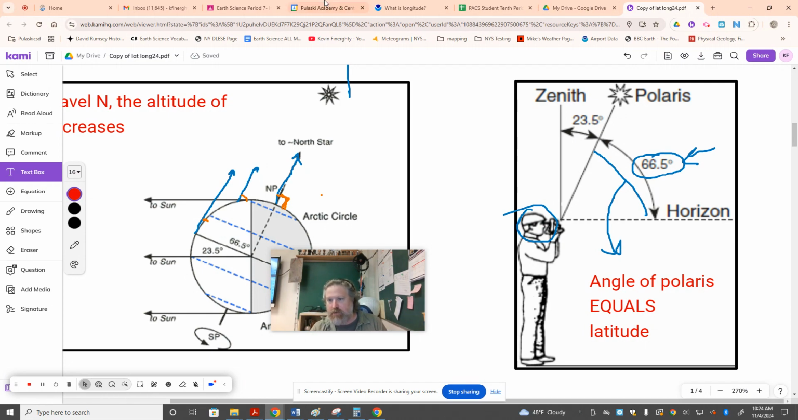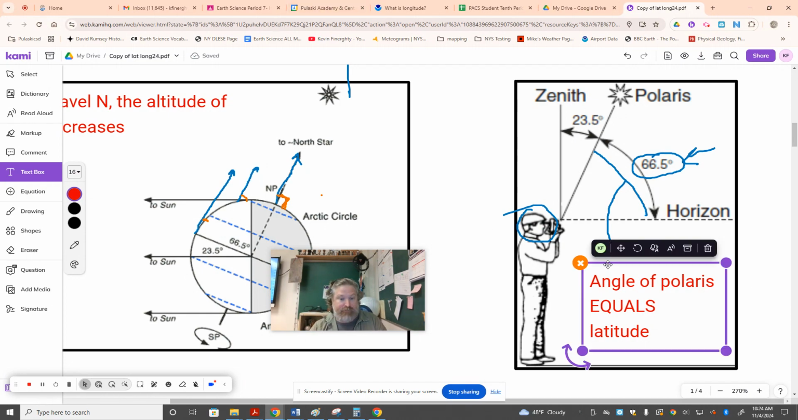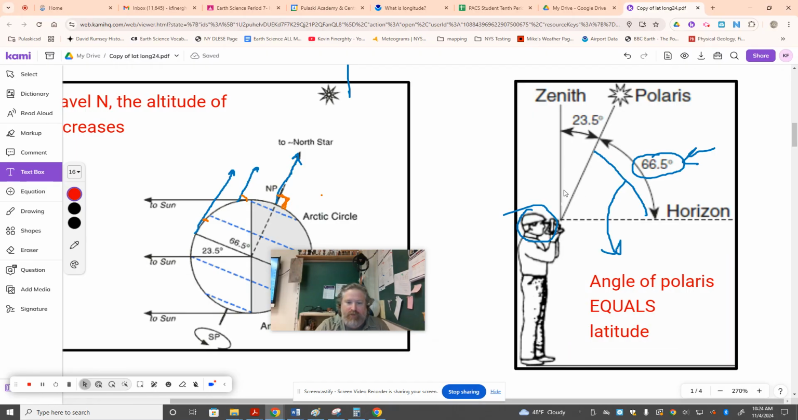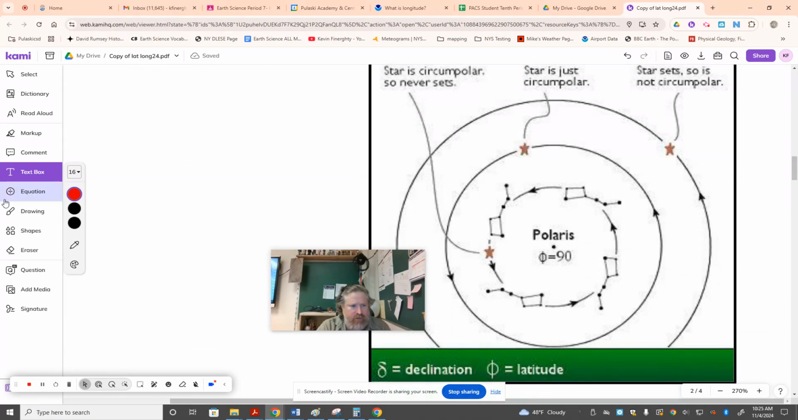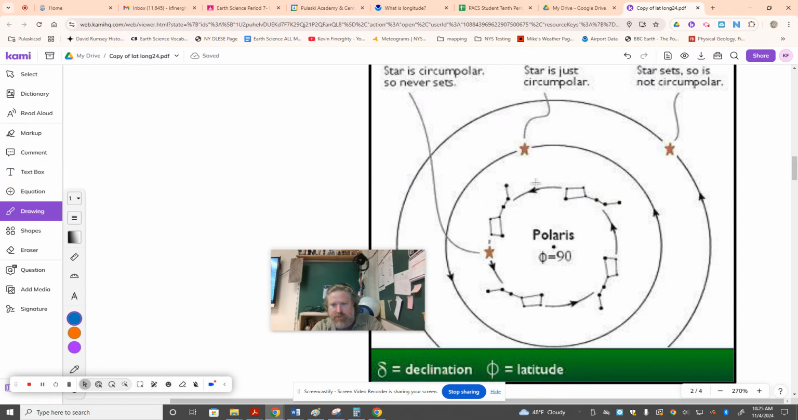So granted, I already know this because I know where the school is. But if I were in the middle of the ocean in the middle of the night and you were in the northern hemisphere, I could still figure out my latitude. It's easy peasy. So the Big Dipper moves, does the circumpolar thing, goes around Polaris throughout the course of the day.